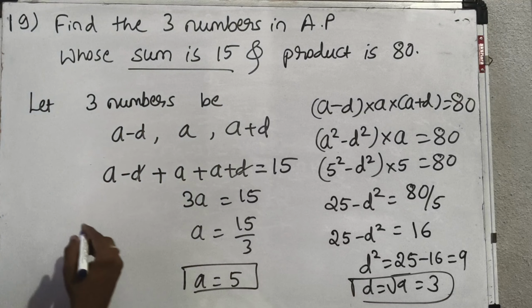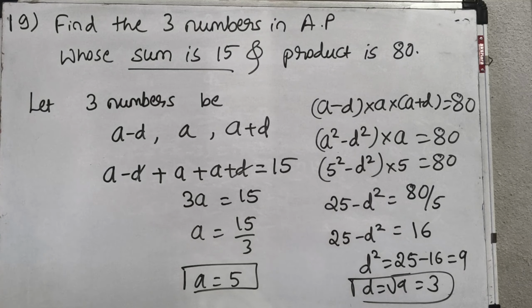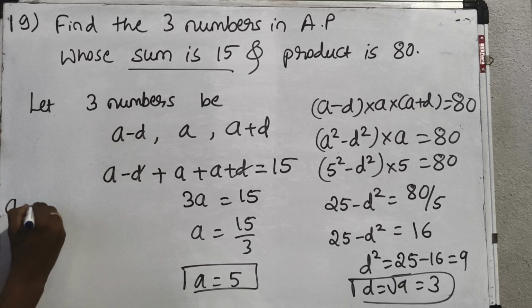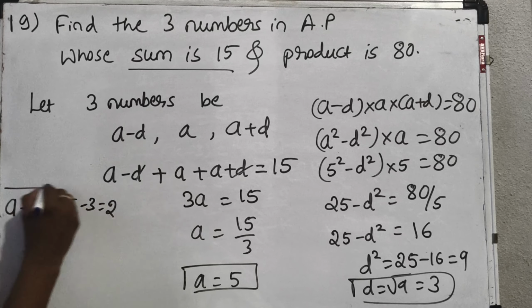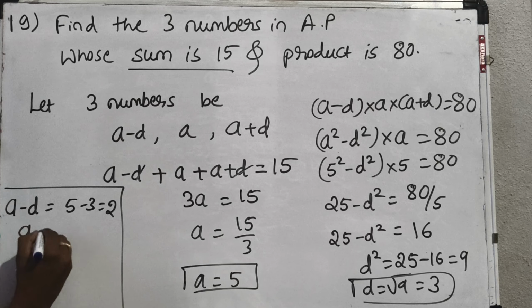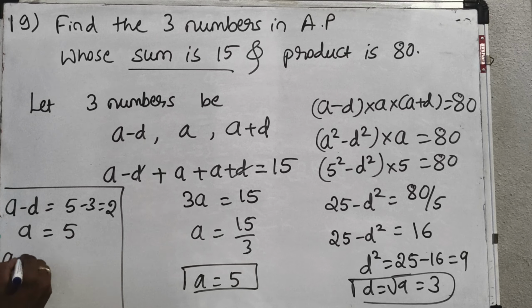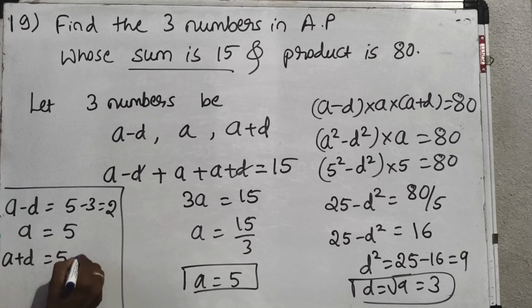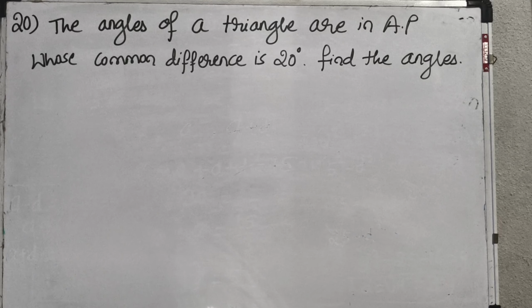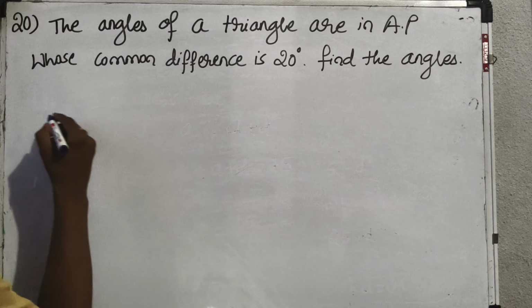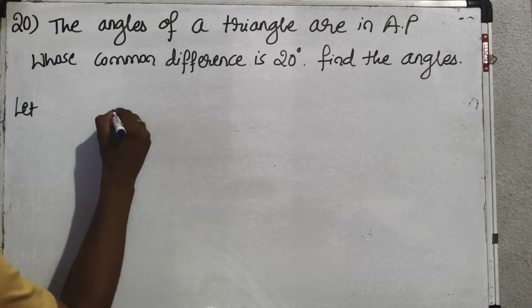Hence, the three numbers are a minus d, a and a plus d. a minus d is 5 minus 3, which is equal to 2. a is 5, and a plus d is 5 plus 3, which is equal to 8. Hence, the three numbers in the AP are 2, 5 and 8.